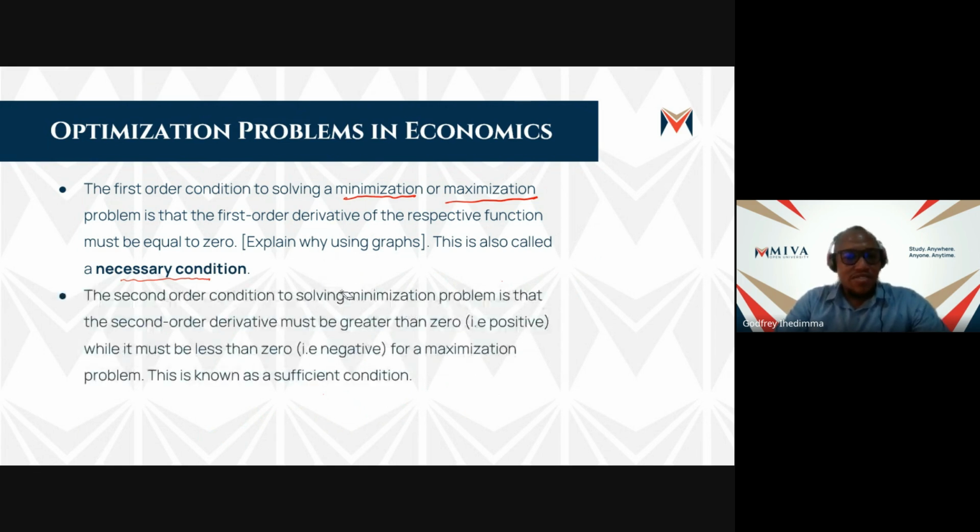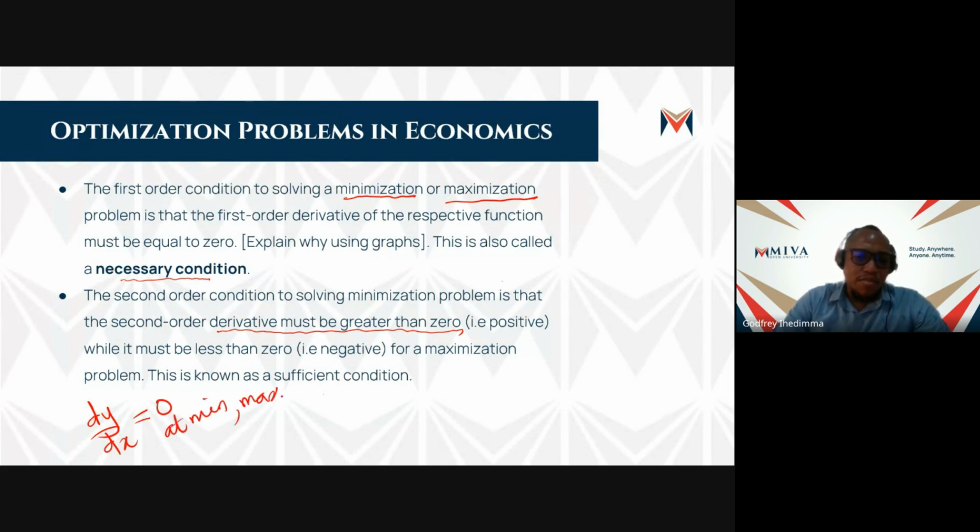The second order condition says that if we must identify that a function is a minimum function, then the second order derivative must be greater than 0. If it's a minimum function, the second order derivative must be greater than 0. And if it is a maximum function, it must be less than 0. So look at the first order condition in notation, dy/dx equals 0. This applies at minimum or maximum.